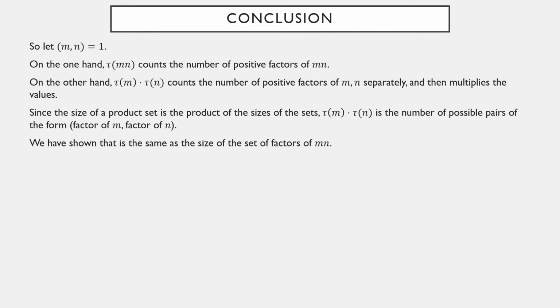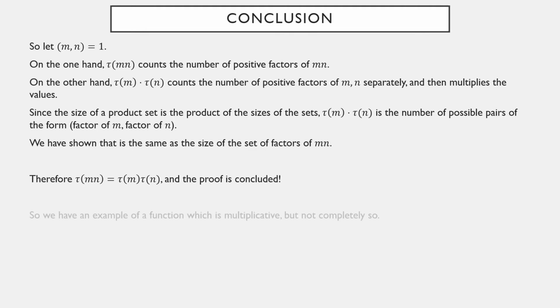And we have just shown that that product set has exactly the same size as the set of factors of mn, that there was a bijection between them. Therefore, the number of positive factors of mn is equal to the size of the product set, factors of m, comma, factors of n, which concludes the proof. Tau of mn distributes. It's tau of m times tau of n.